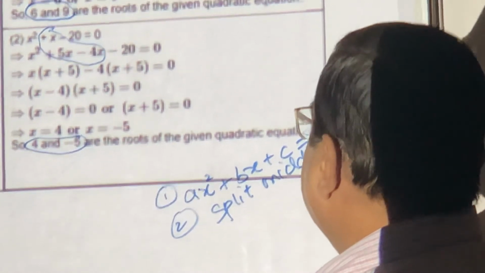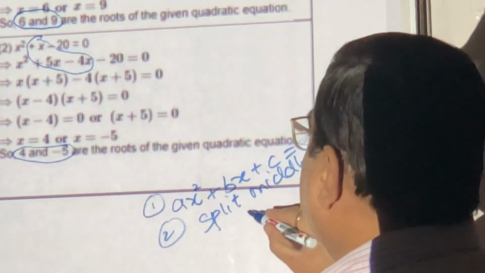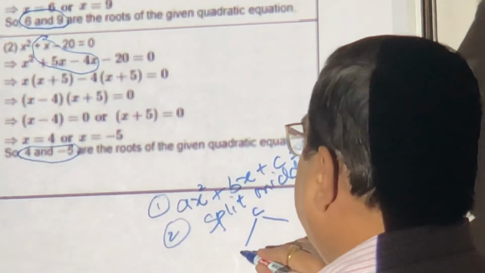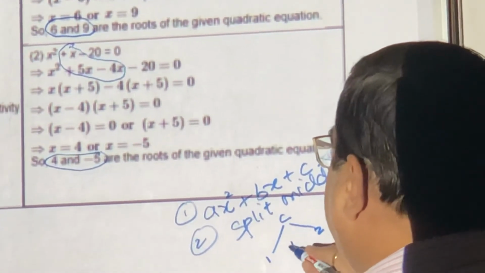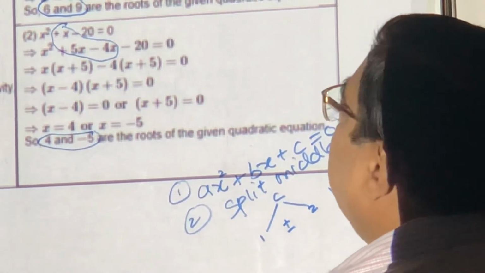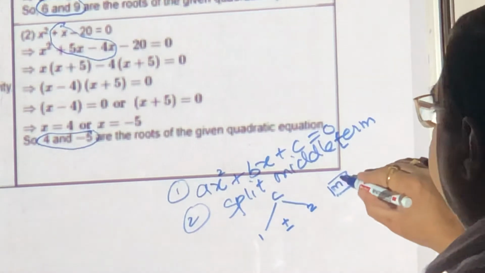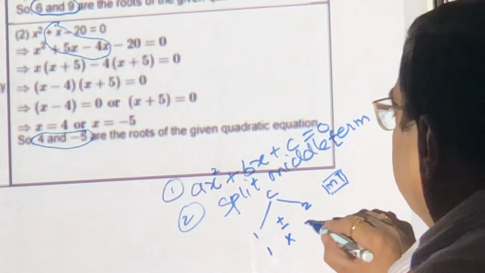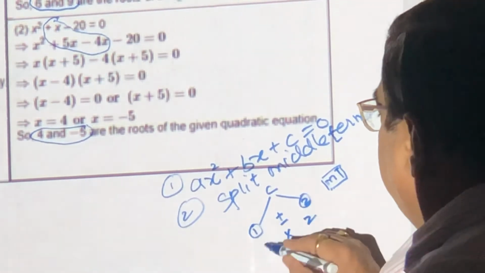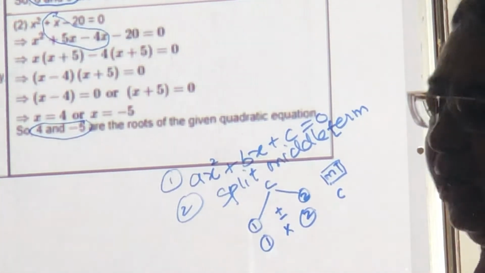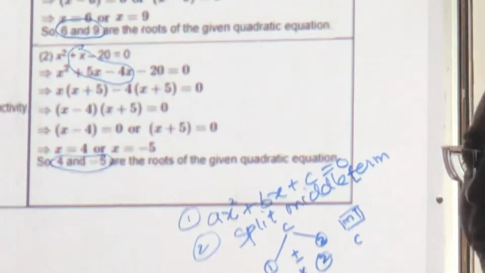How to split? So that when I have C, I should break it into 2 pieces, piece 1 and piece 2. When I add or subtract, I should get the middle term. And when I multiply factor number 1 by factor number 2, I should get C. 9th standard, 8th standard, please revise, please wake up.